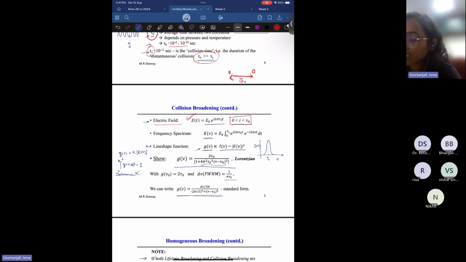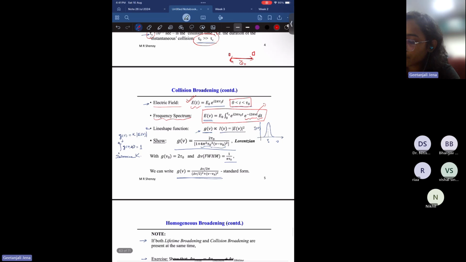Now, what is the expression of the electric field in the frequency domain? You just take the Fourier transform of E(t), which is the integral of E(t) e to the power minus i 2 pi nu t dt, with the integration from 0 to tau 0. It's a normal integration because there is only one variable, t. If you integrate it and take the square, you will find the line shape function is given by an expression which is also Lorentzian.